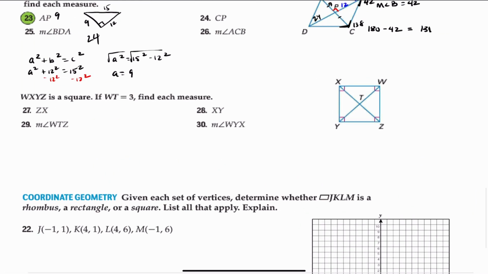And then this is a square. WT is 3. ZX is here. We know that one of the properties of a square is that the diagonals are congruent, so you can probably figure that out. Then XY is 28. What's XY? I need to figure out what this is. You're going to have to use the Pythagorean theorem for that one. Once you figure out what this is and this is, you can go ahead and do the Pythagorean theorem.